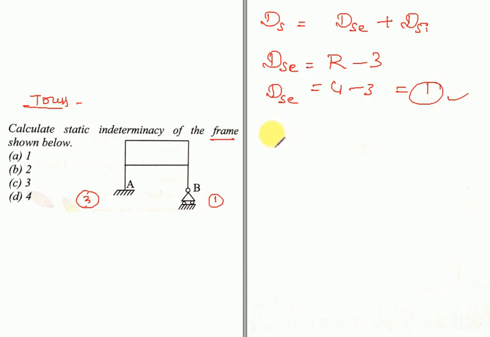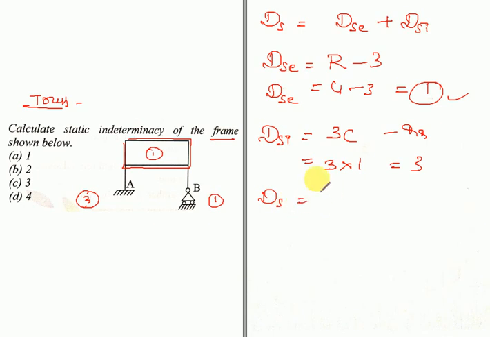Second, the degree of internal static indeterminacy is equal to 3c minus RR, where c is the number of closed loops. Since there are no hybrid joints present here, RR is equal to 0. See, this loop is open, but this is a closed loop. The total number of closed loops is 1, so 3c comes to be 3. Total Ds is equal to Dse plus Dsi, that is 1 plus 3, which is equal to 4. So 4 is the right answer.